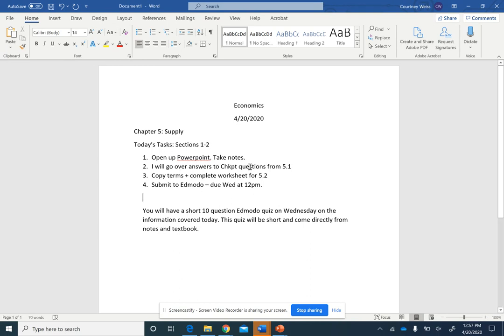So what we're going to do today is look at Chapter 5, which is supply, and we're going to be tackling sections 1 and 2. What we should do first is open up the PowerPoint and take our notes. I'm going to go over the answers to the checkpoints that you did from section 5.1. You will then be expected to copy the terms and complete the worksheet for 5.2 and submit this to Edmodo. This won't be due until Wednesday at noon.